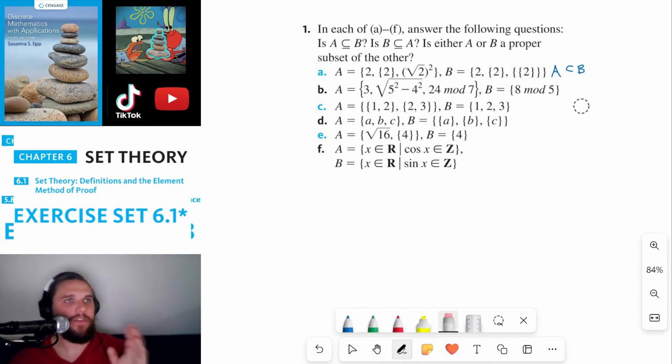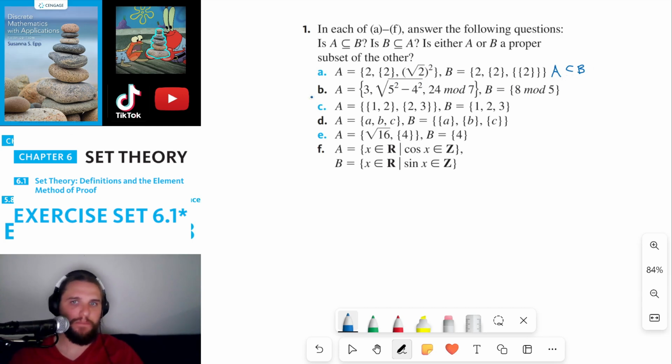We can think of the difference between proper subset and something that's not a proper subset in the same way that we think about inequalities. We distinguish between the less than symbol and the less than or equal to symbol by determining whether or not A actually equals B. We're kind of doing the same thing here. So our conclusion is that A is a proper subset of B.